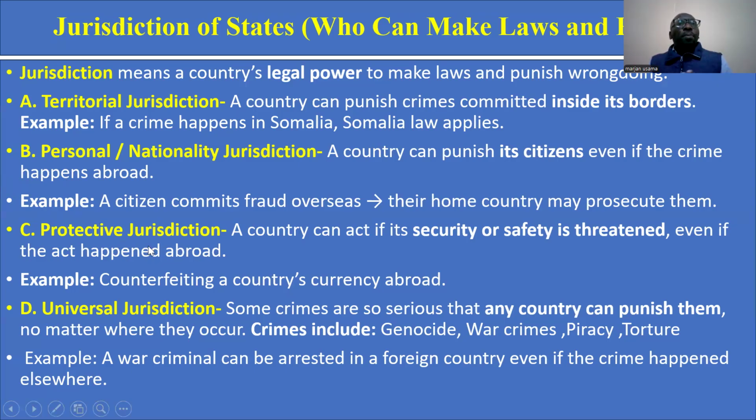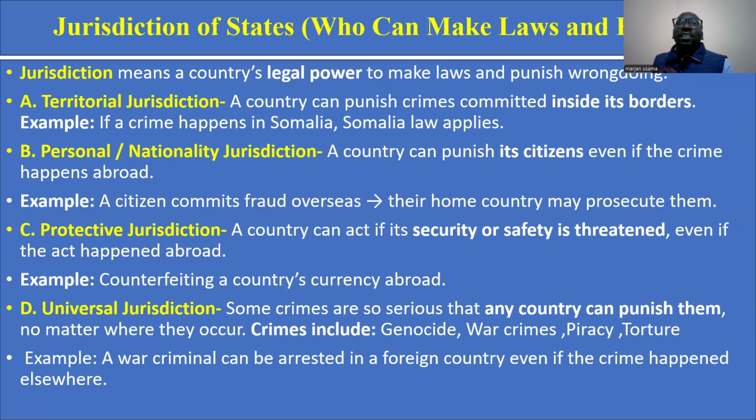Now, number three, protective jurisdiction. A country can act if its security or safety is threatened, even if the act happened abroad. So sometimes there are things happening outside Somalia. For example, counterfeiting a country's currency abroad. There are some people in Uganda making fake Somali currency. So this is known as counterfeiting.